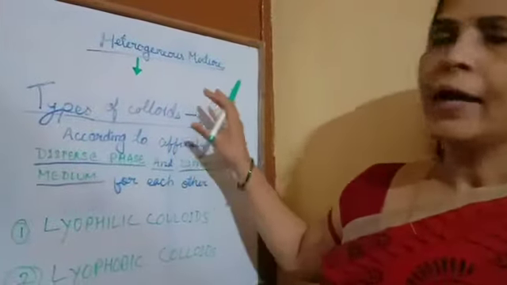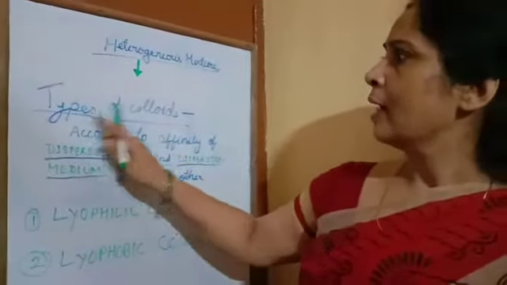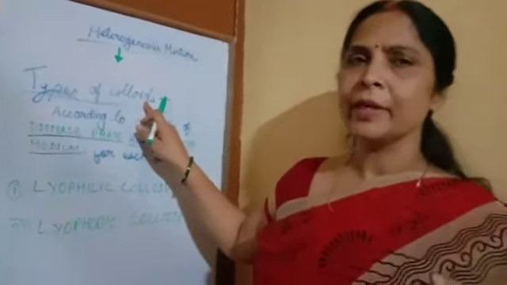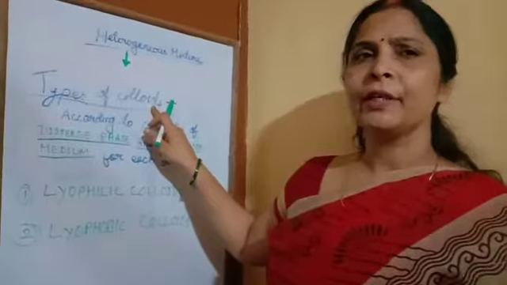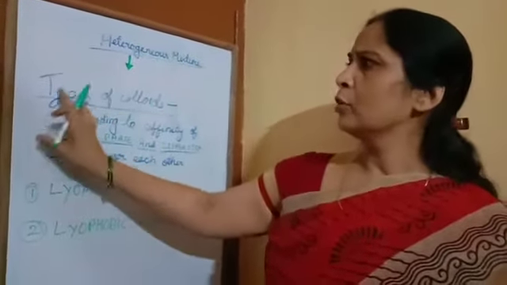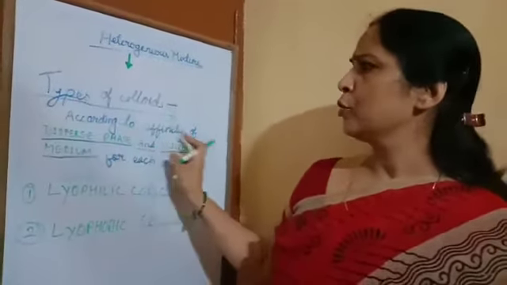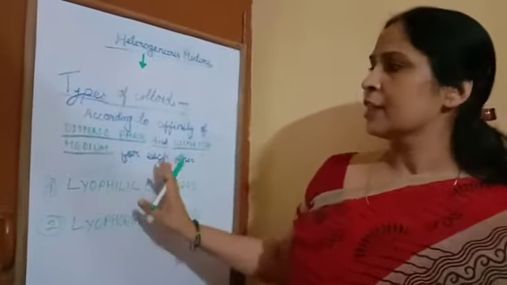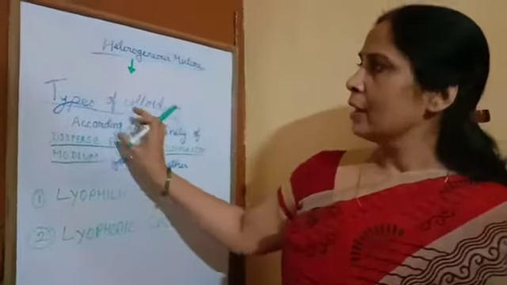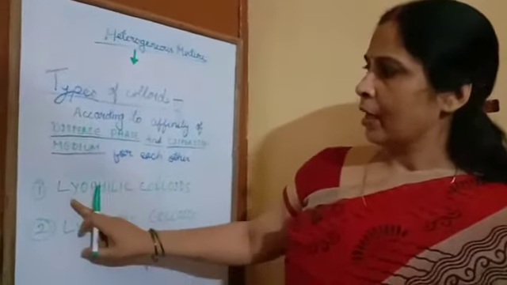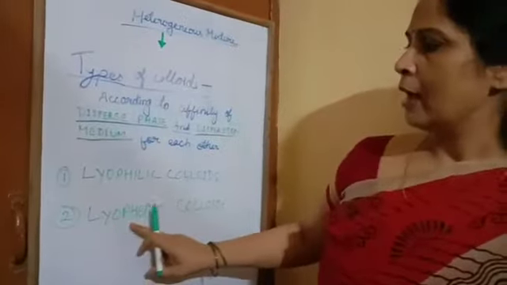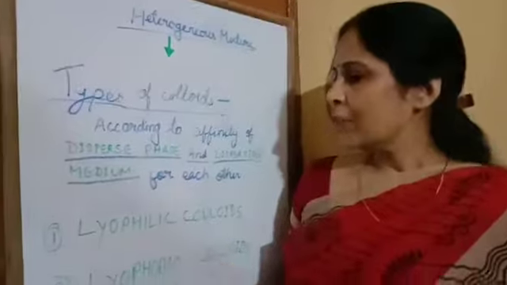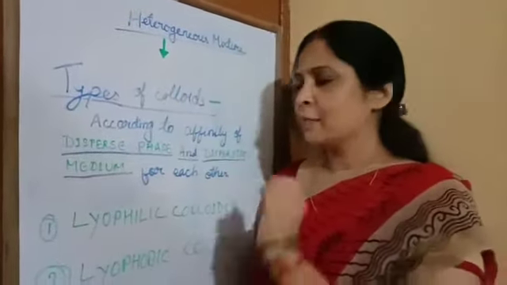Student, I already explained the types of colloid according to disperse phase and dispersal medium when they are solid, liquid or gas. Now I am going to explain types of colloid according to affinity of disperse phase and dispersal medium for each other. According to these, colloids are of two types: lyophilic colloids and lyophobic colloids. What is lyophilic colloid? Now I explain.